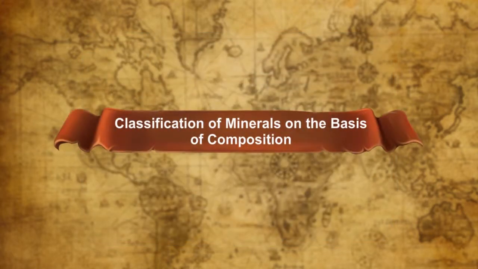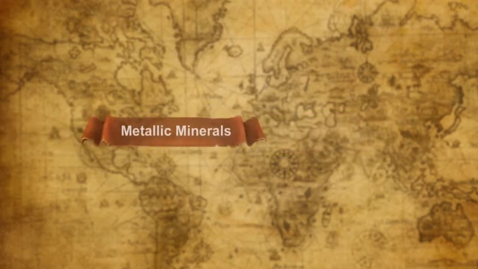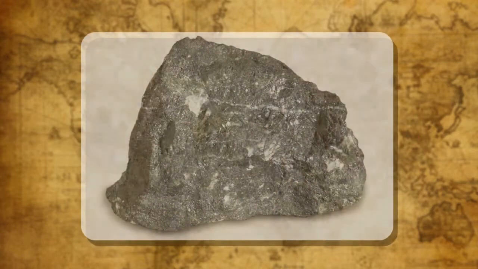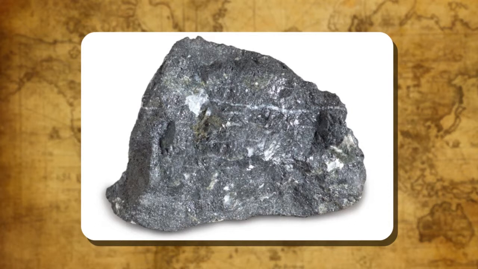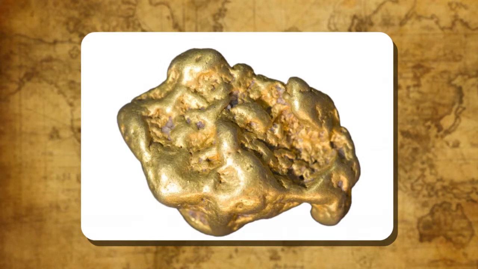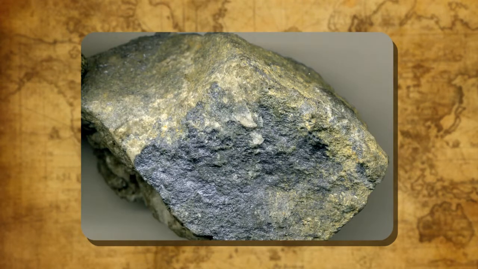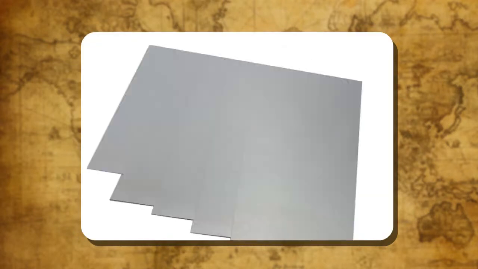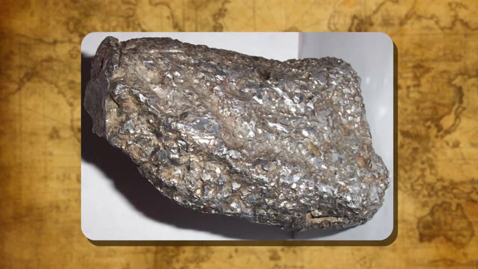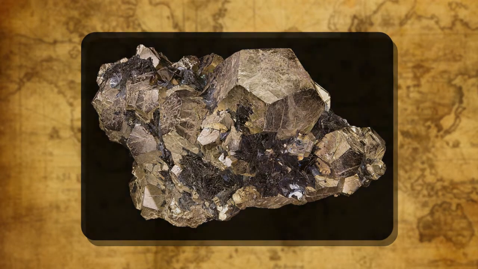Classification of minerals on the basis of composition. Metallic minerals. These minerals contain metals like iron, tin, bauxite, gold, etc. Metallic minerals have luster and shine. These are conductors of heat and electricity. These may be converted into thin wire or sheet after beating, as they are ductile and malleable in nature. Metallic minerals can again be classified into ferrous and non-ferrous minerals.